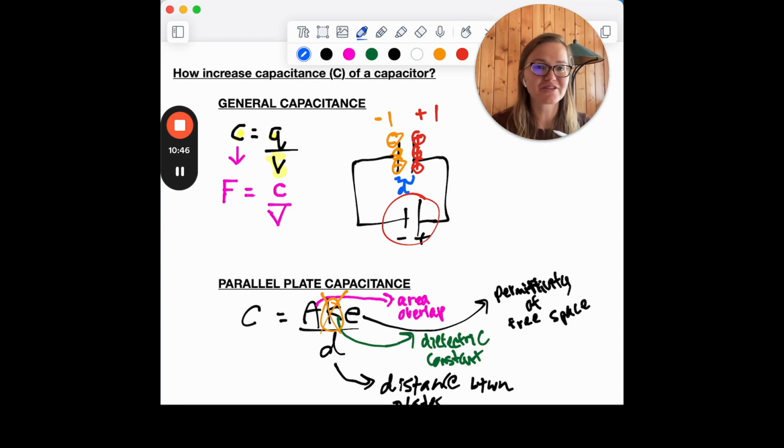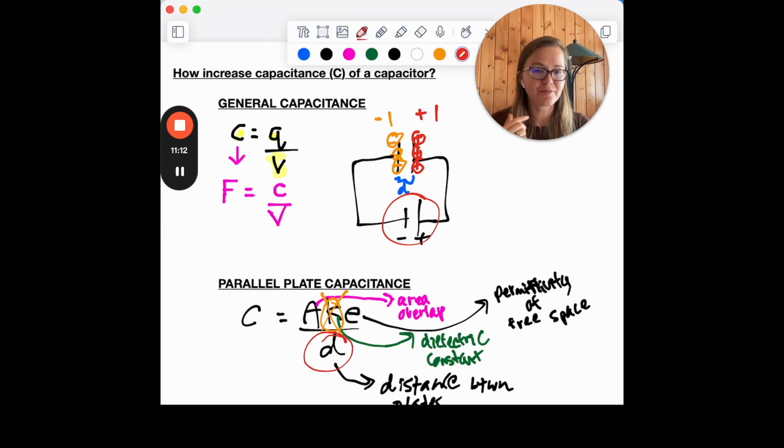Answer choice B talks about the voltage of the battery. Again, do we see anything in our equation here that talks about the voltage of the battery? No. So we can also eliminate B. Answer choice C talks about increasing the separation between the capacitor plates. So now we finally have a variable that's actually in our equation. So we have to think through whether the increasing makes sense here.